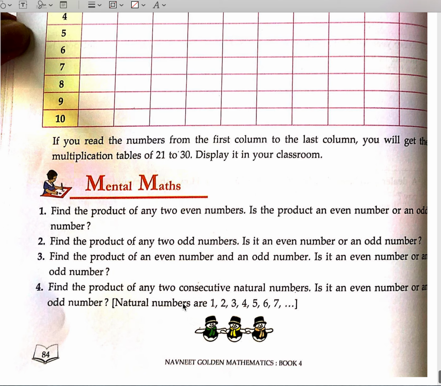Next we'll do mental maths. Find the product of any two even numbers. Is the product an even number or an odd number? As we have learnt, even numbers are numbers like 2, 4, 6, 8 which are divisible by 2. So let's take two random even numbers, let's say 2 and 4. Now when we multiply 2 into 4, we get 8. Hence, the product, which is 8, is even.